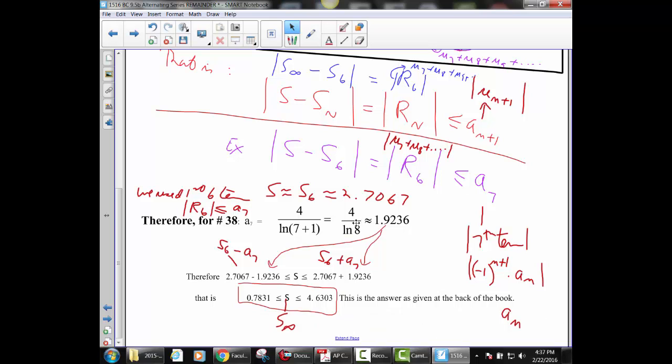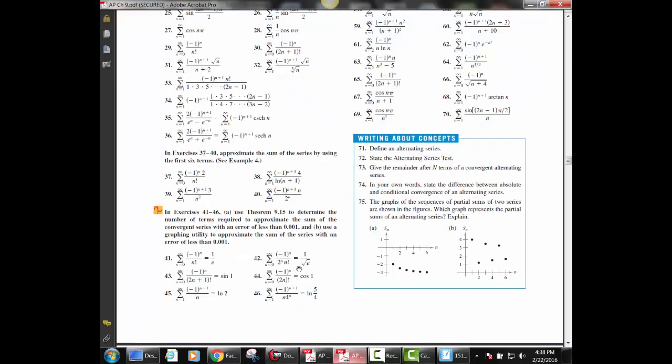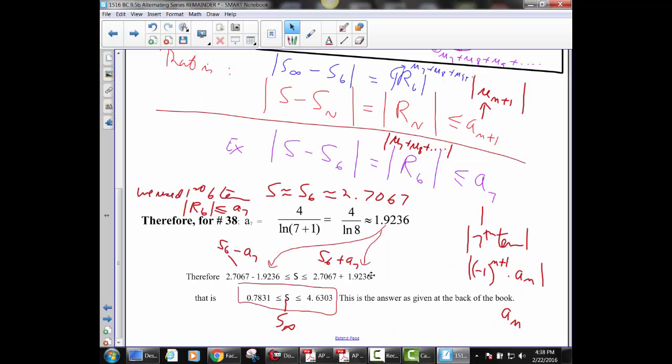I'm going to pause for a second here and pull up the textbook. Okay, so if we do look at the book, it doesn't really tell you that's how they want the answer. All it says is approximate the sum of the series by using the first 6 terms. And here's the question we were looking at right here. So this whole thing is our u_n. If we ignore the (-1) to the part, the rest of it, the 4 over the ln of n plus 1, is actually our a_n.